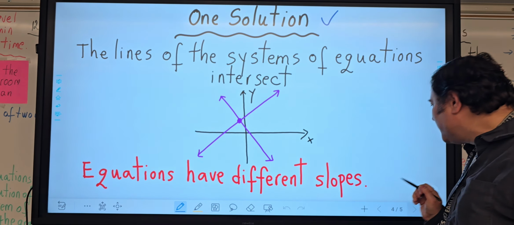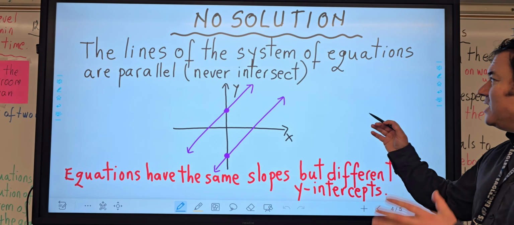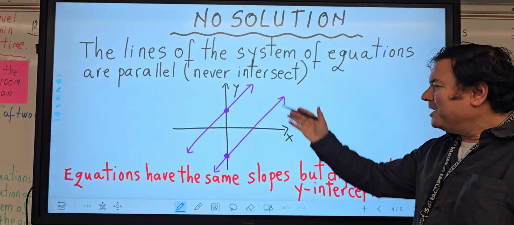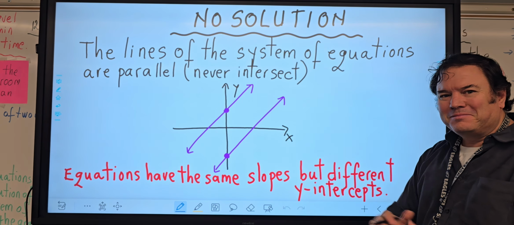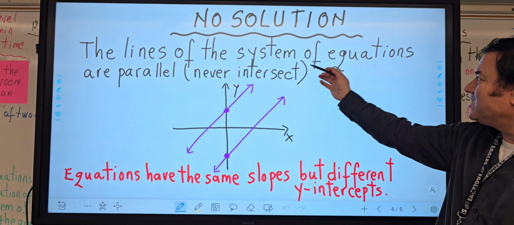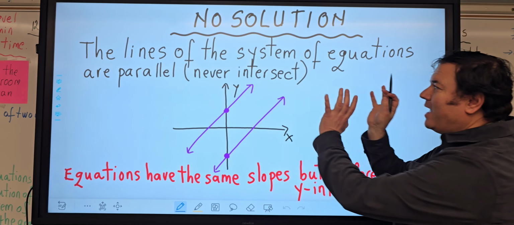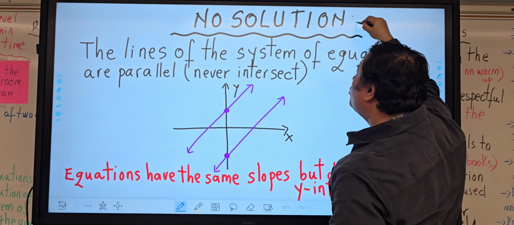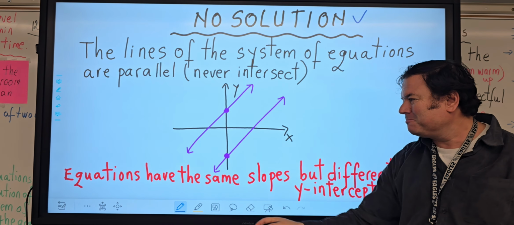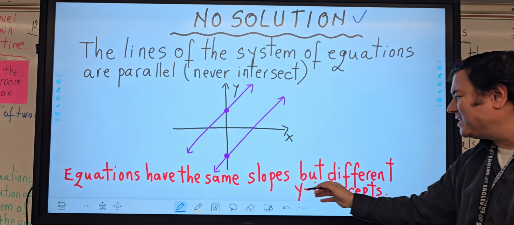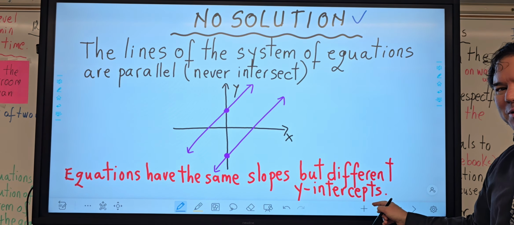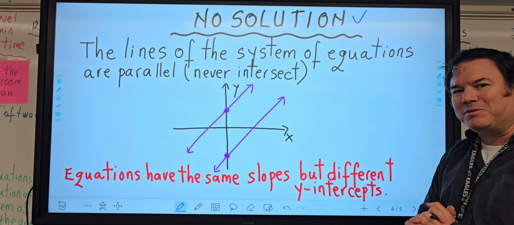Let's take a look at another case here. In this case, like the example we had, if the lines don't intersect, if the lines are parallel, we can say the lines of the system of equations are parallel and never intersect. There's no solution. If the lines don't intersect, we don't have a solution. The equations have the same slopes, but different y-intercepts. Remember, just like in the second example we had today.